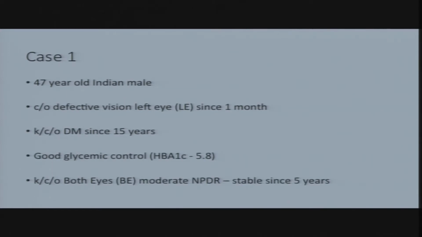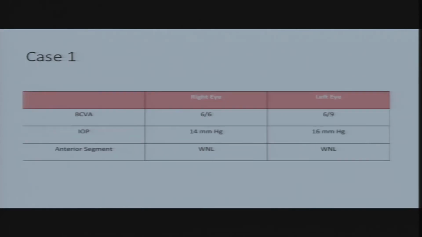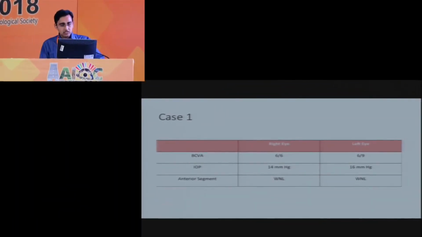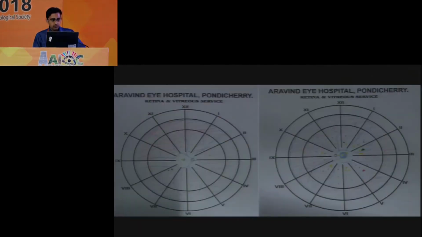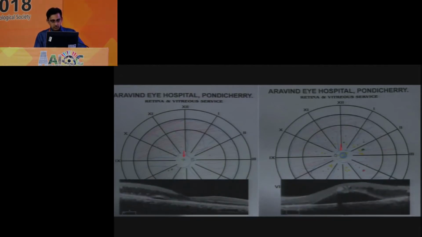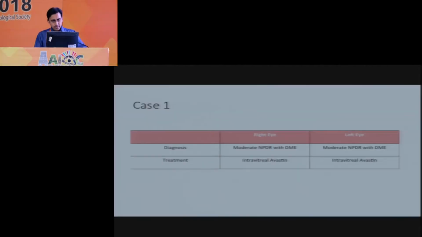So case 1, a 47-year-old Indian male presented to us with complaint of defective vision in left eye since last 1 month, known case of diabetes since 15 years with good glycemic control, and stable moderate NPDR since last 5 years. Best corrected visual acuity 6/6 in right eye, 6/9 in left eye with normal anterior segment examination. Fundus examination showed a pocket of subretinal fluid which was confirmed on OCT. Diagnosis of moderate NPDR with DME was made and we decided to go ahead with intravitreal Avastin.